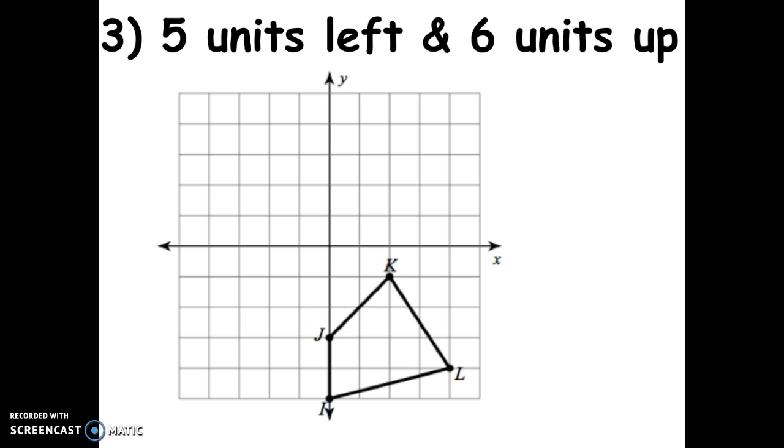Okay, for this one, we will be moving 5 units left and 6 units up. So if we start with K, we'll first go 5 units left. 1, 2, 3, 4, 5, and then we'll go 6 units up. 1, 2, 3, 4, 5, 6. And this is now K prime.